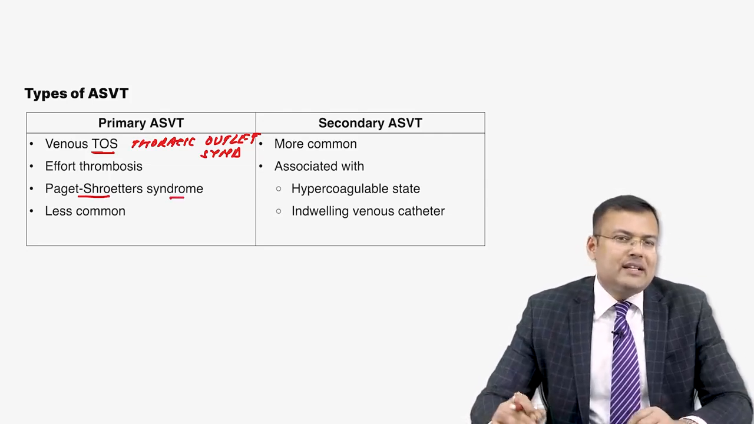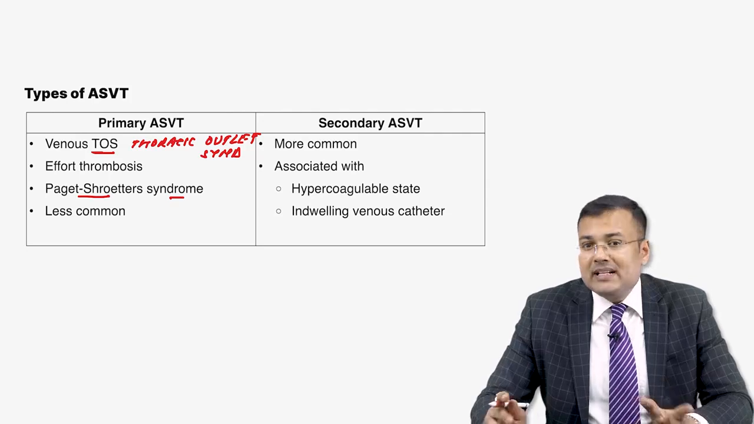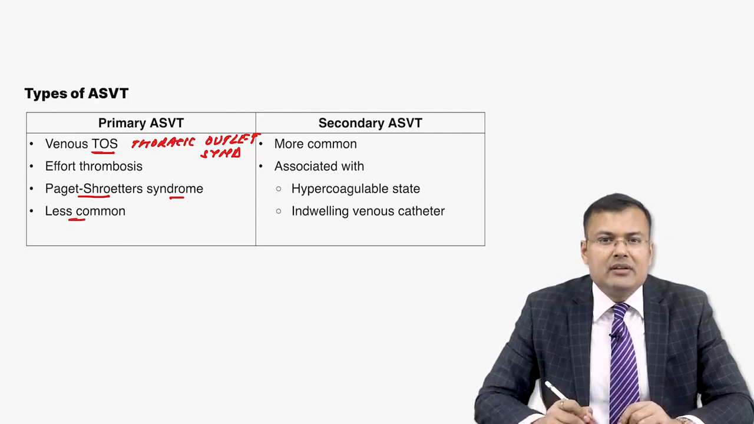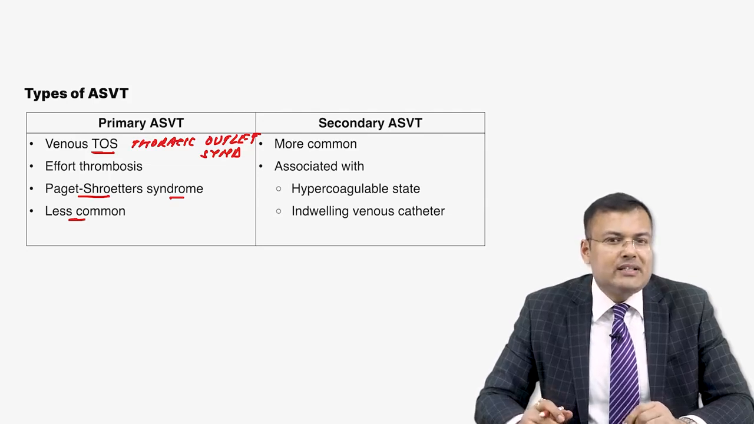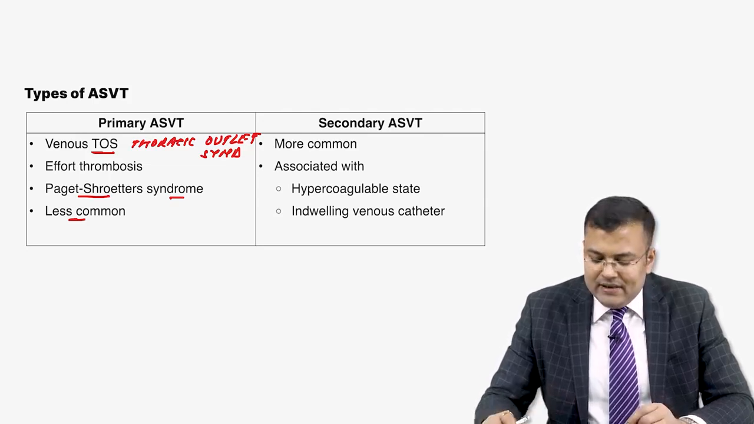Out of primary and secondary ASVT, tell me which one is more common. Secondary ASVT is more common; primary is less common. Now, what is the problem here? In this case, you can see what the problem is. Why is it known as effort thrombosis?